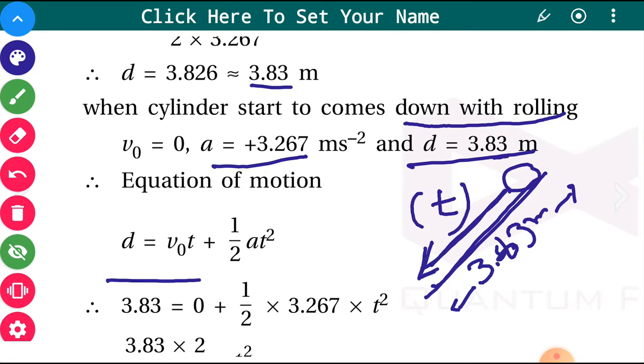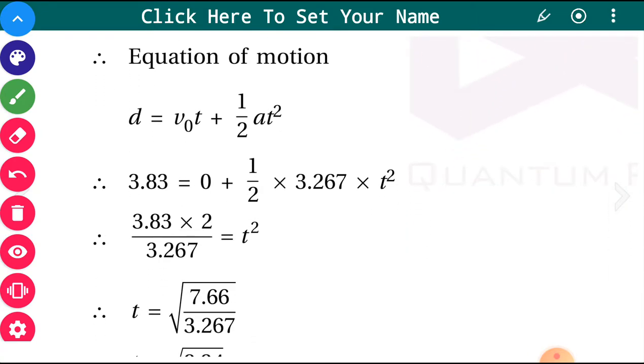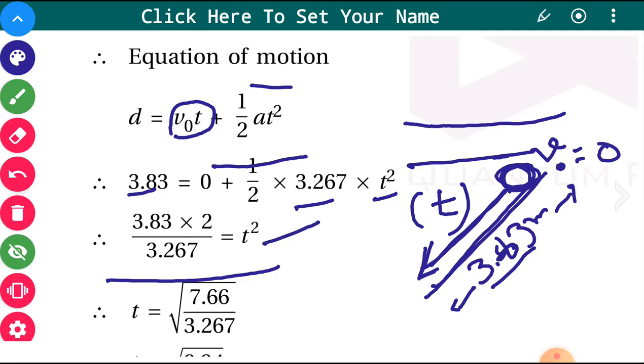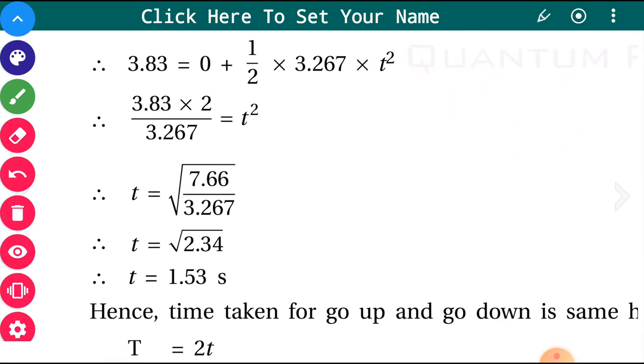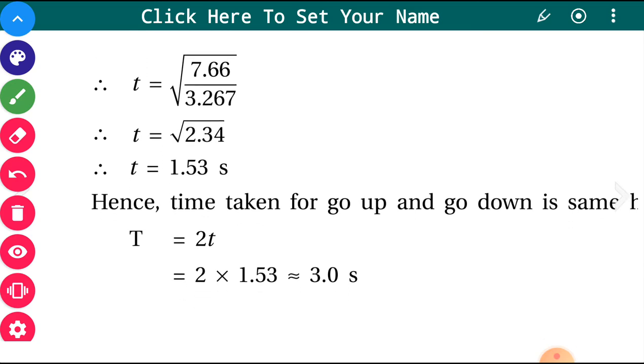Very easy. d is equal to V0 t plus half a t square. Put these values. The distance it must travel is 3.83 meter. V0 is 0 because it is now beginning its motion from the top. Initially it is at rest. So initially V0 is 0 for this case when it is coming down. Half, acceleration is now positive, and t square. Simplify, get the answer by taking the square root. So you can get 1.53 second.